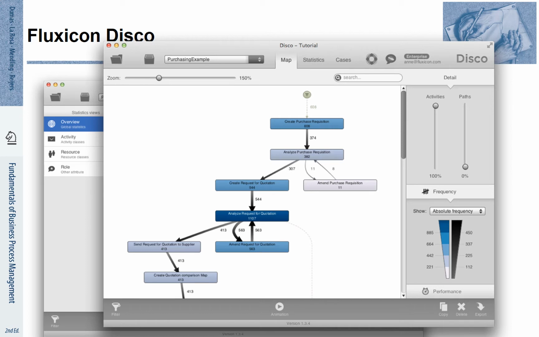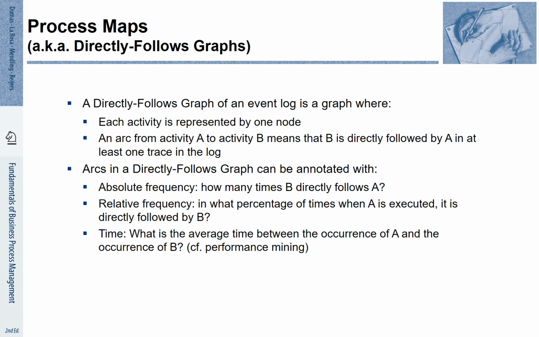With this data, Disco generates a directly follows graph, as you see it here. It gives a visual overview of the process, not only in terms of what are the activities in their sequences, but also in terms of what are the frequencies of these activities and the paths between them. This is very helpful for process analysts to get an overview of the process. These directly follows graphs are very intensively used for process mining.